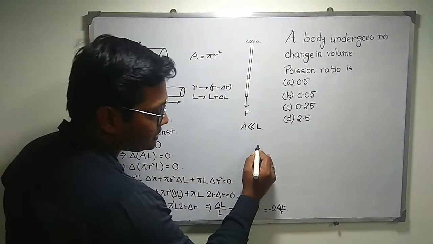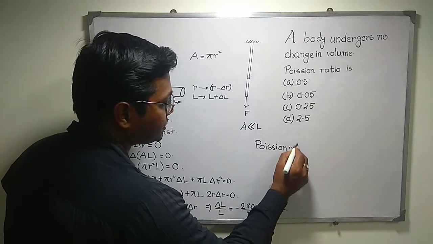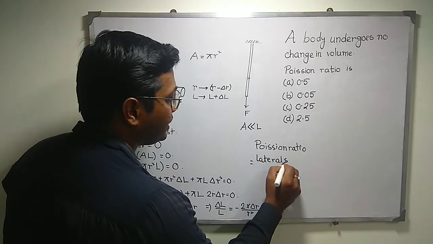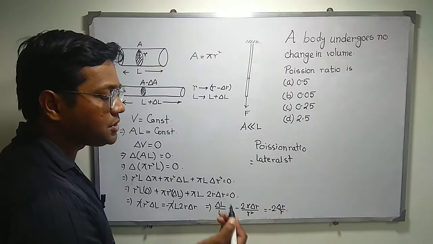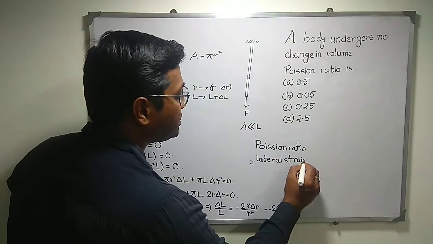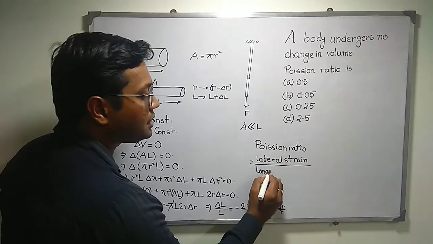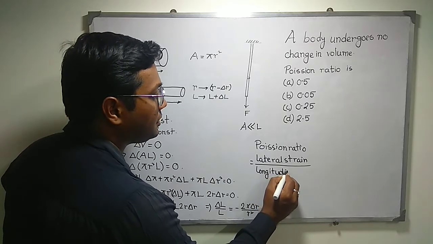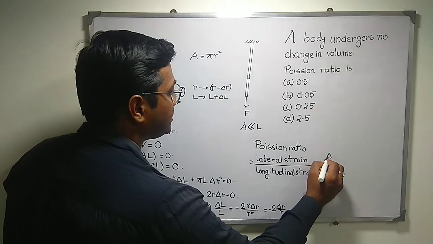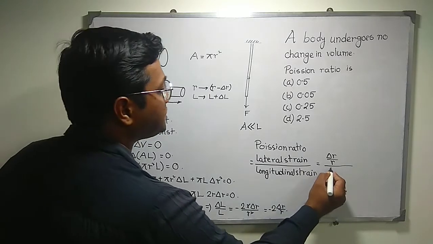The Poisson ratio is defined as lateral strain, that is talking about how the cross-sectional area is changed, how the radius is changed with respect to the initial, divided by the longitudinal strain, that is how the length is changed with respect to the initial. So that will be del r divided by r, change in the radius divided by the initial, over change in the length divided by initial.